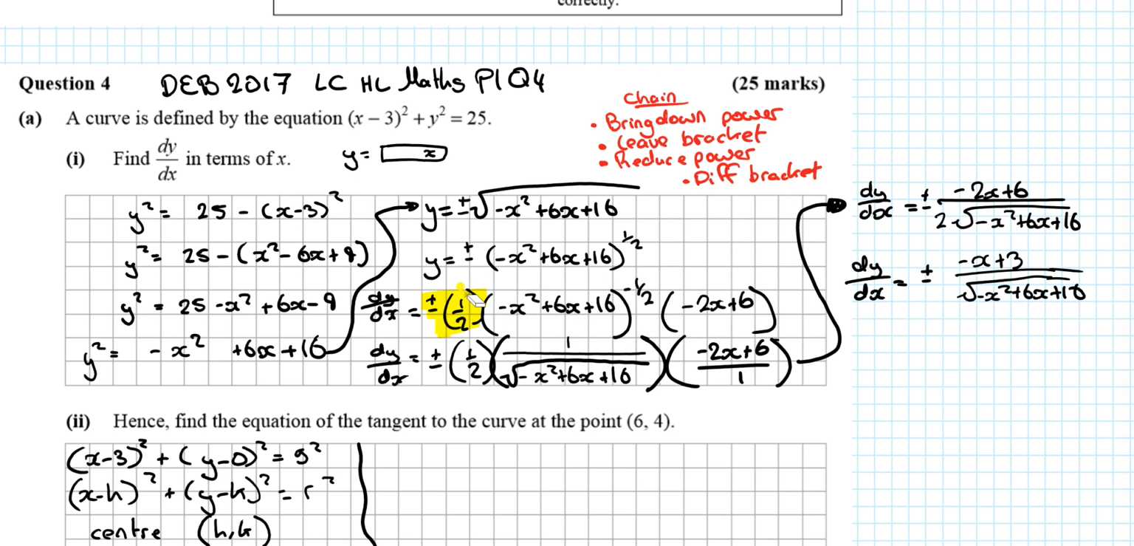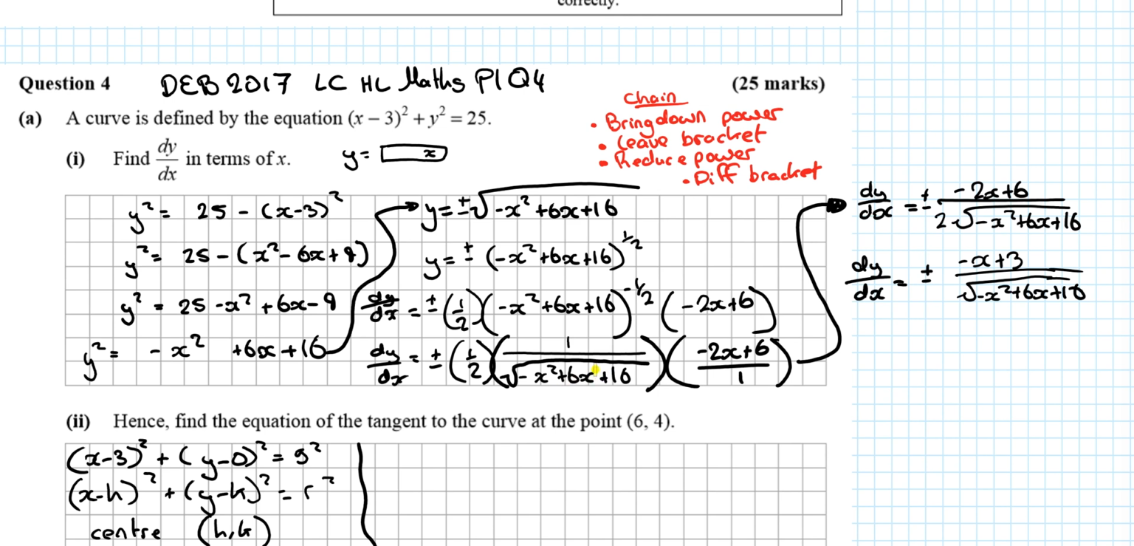Tidying up is then the next step. Okay, in tidying up, I'm going to leave the plus or minus a half out the front. I'm going to change this to be 1 over, and it could be 1 over (-x² + 6x + 16) to the power of a half, but I also note that a power of a half can be written as a square root.